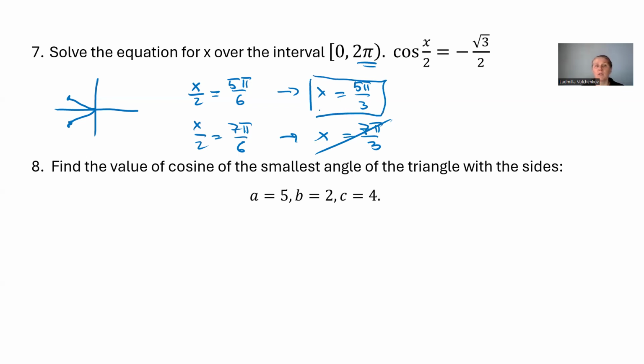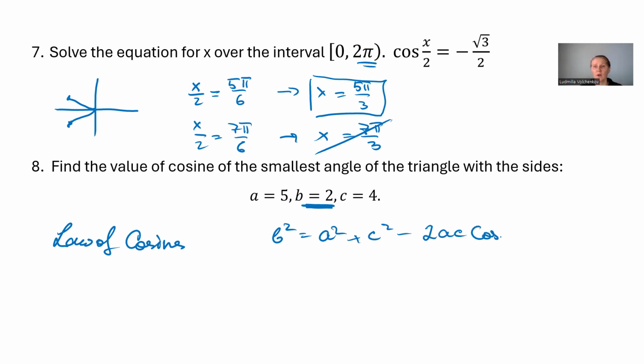Find the value of cosine of the smallest angle in the triangle with the given sides. Okay, we need to write the law of cosines. For the given angle, the smallest side is 2, so the smallest angle will be angle B. To write the law of cosines for B: b squared equals a squared plus c squared minus 2ac cosine B, and substitute the values.